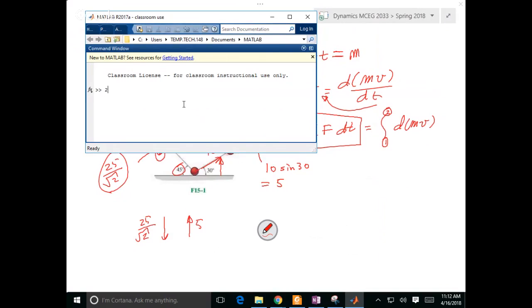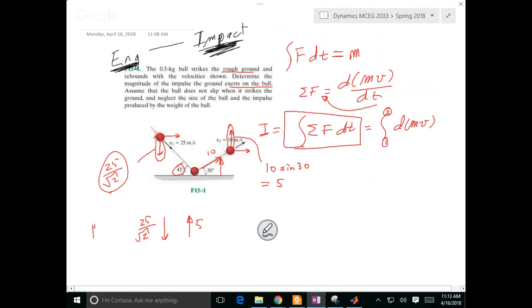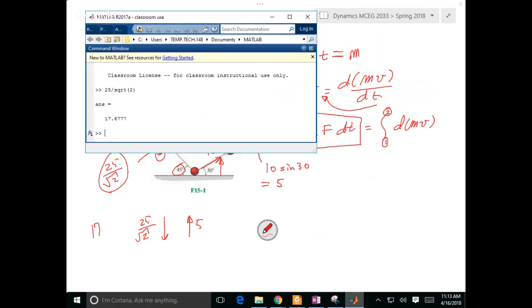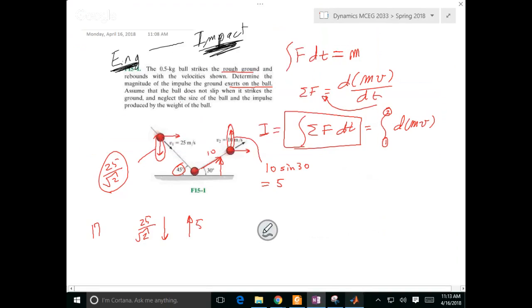Okay, so what is 25 divided by the square root of 2? Uh-oh. I said that. Wait, 17. It went away. Okay, and 2/3. How about just saying that?